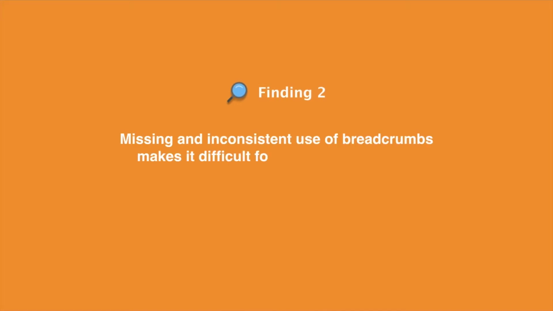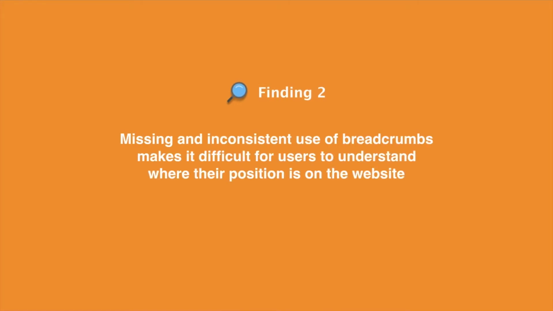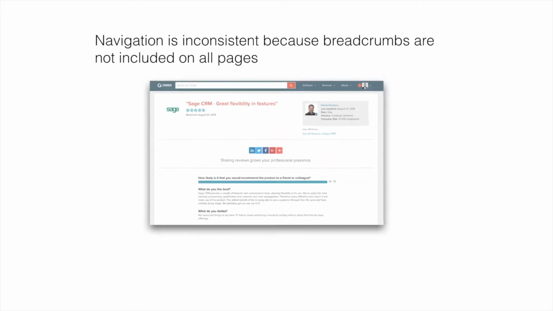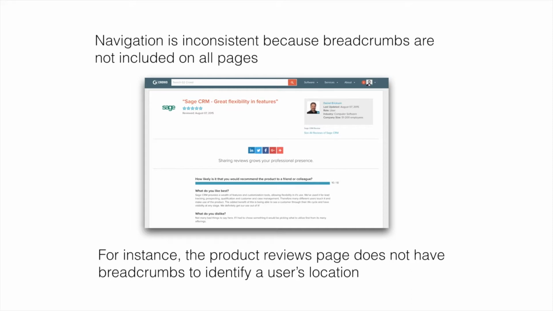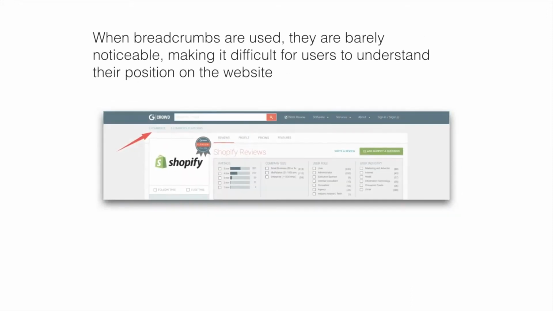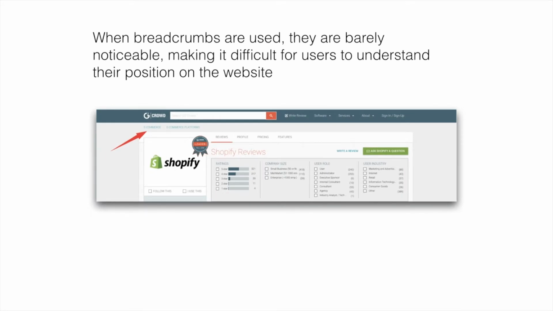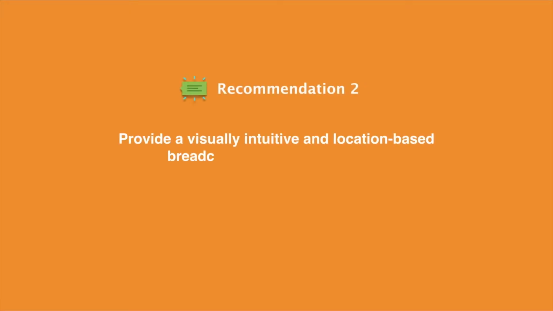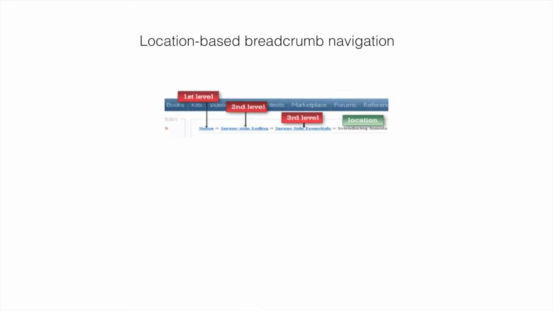Our second finding is about site navigation, specifically breadcrumbs. We found that missing and inconsistent use of breadcrumbs makes it difficult for users to know where their position is on the website. As you can see on the product reviews page, there are no breadcrumbs to help a user identify their location. On this page, there are breadcrumbs, but they are very difficult to see, so users may not find them. Our recommendation is to provide a visually intuitive, location-based breadcrumb navigation for easy discoverability, as shown in this example.